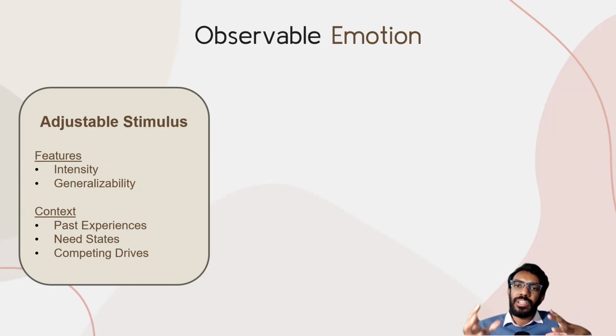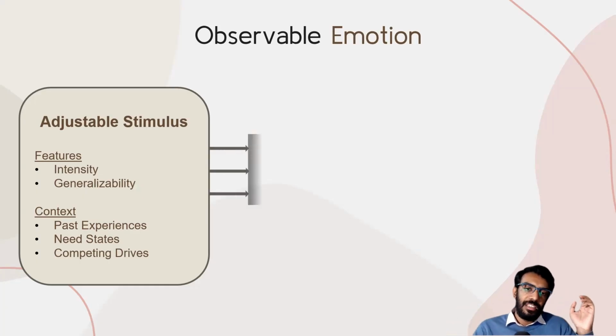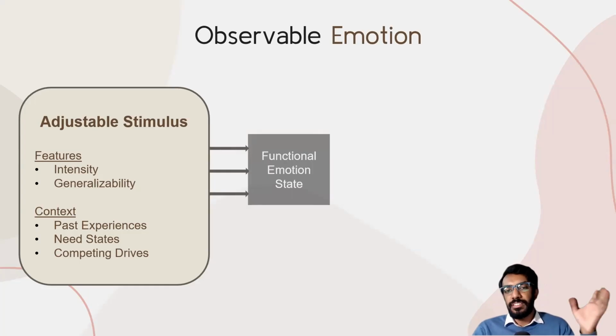And competing drives, for example, if you're having multiple competing drives, if you're feeling hungry but at the same time you're feeling sad and you're feeling angry at the same time, then these drives will sort of compete with each other to modulate the emotion that you're feeling. This gives rise to a functional emotional state. This is what is happening in the brain, and their theory is that we won't talk about that because we can't do anything about it, we can't measure it, we can never really say objectively what it is.